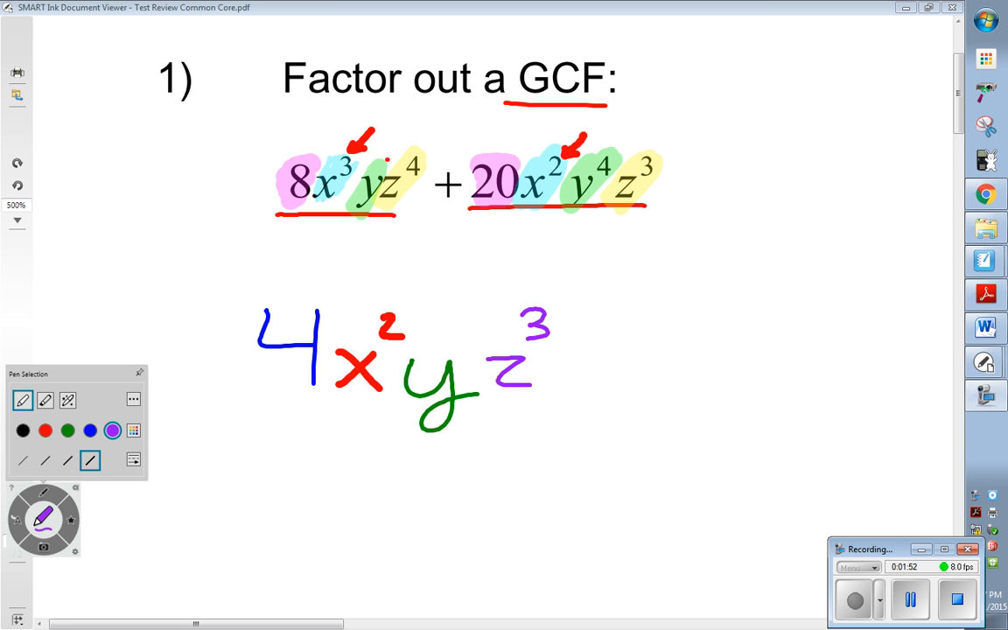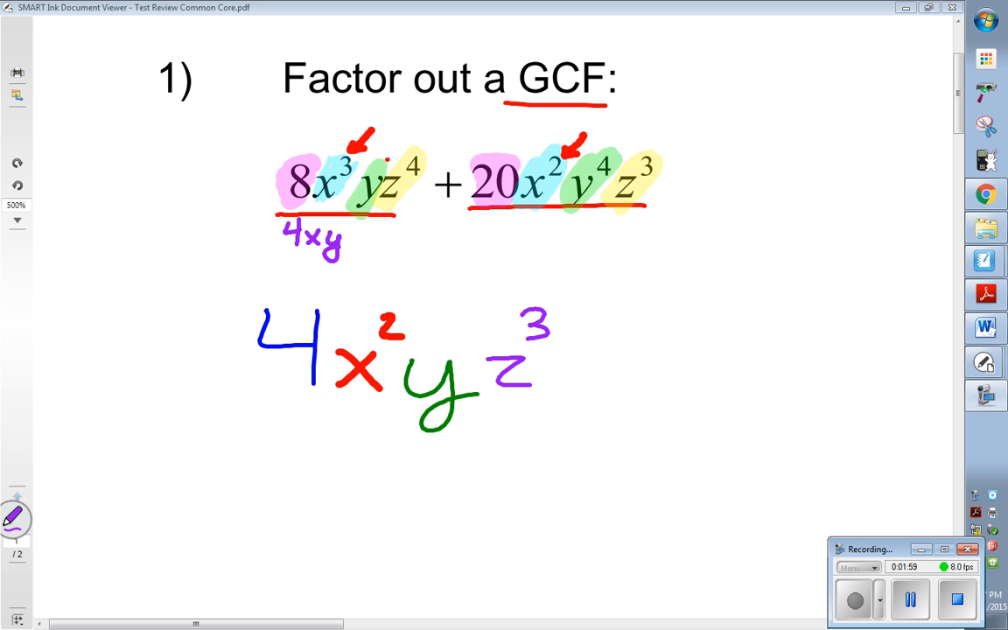Okay, so here's what I'm doing. Out of both things, I'm taking out a 4, an x squared, a y, and a z cubed. So it's like I'm dividing both chunks here by that: 4x squared y z cubed.